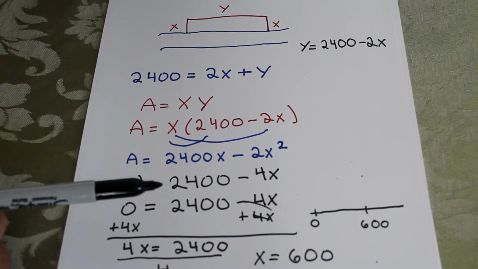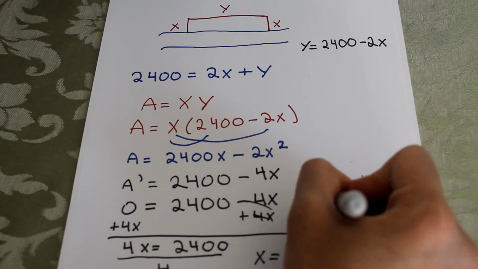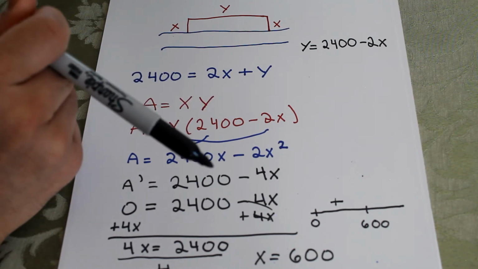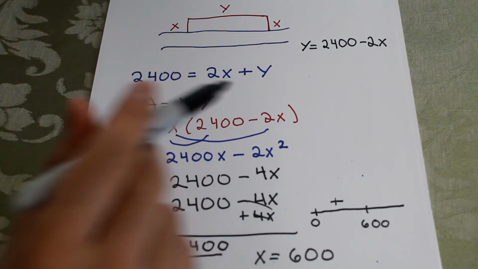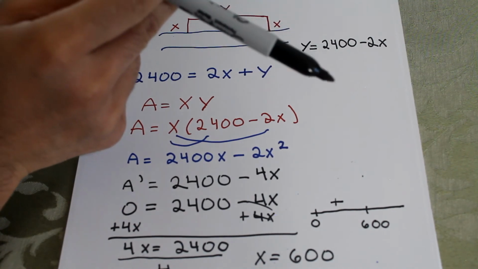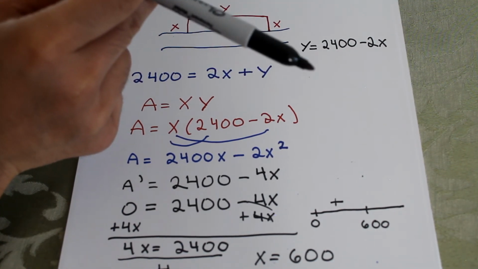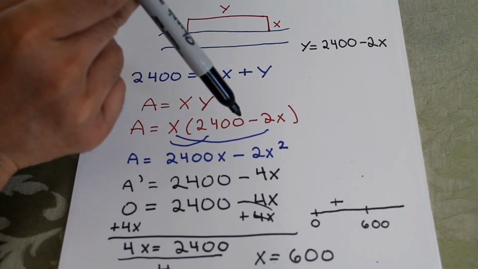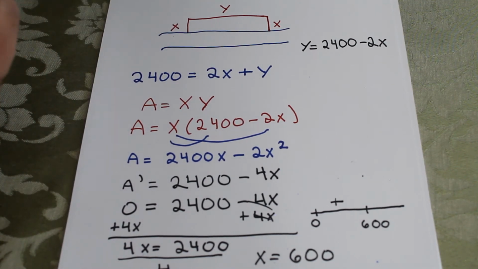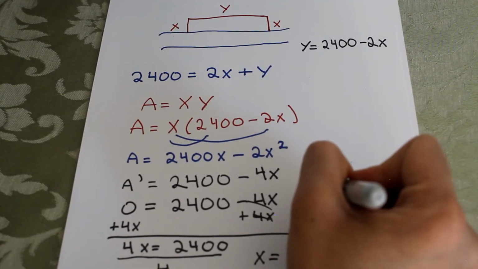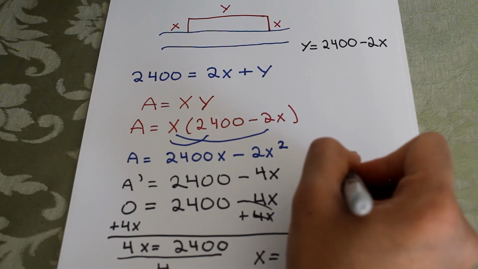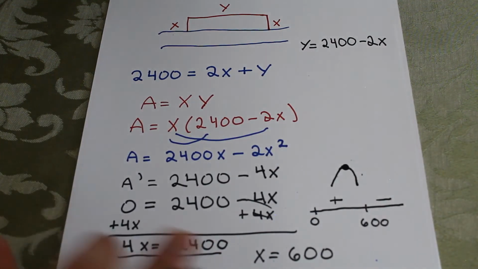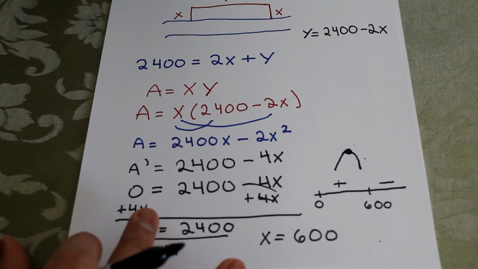2,400 minus 4 times 1 is a positive number. So A prime is positive on the interval 0 to 600. To figure out if A prime is positive or negative for numbers that are greater than 600, let's plug in, let's say, 1,000. So 2,400 minus 4,000 yields a negative number. And we know a positive slope followed by a negative slope gives us a point of maximum. So x equals 600 is definitely a point of maximum.